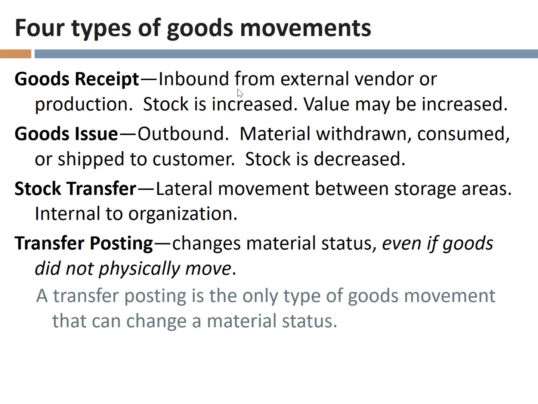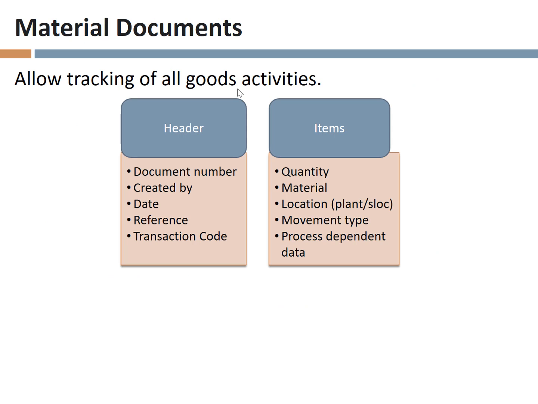All right, well, we are just about finished with some of the background elements of the procurement process. I have one more slide here, which is this idea of a material document. A material document is what allows us to track goods movements. So goods movements are tracked on a material document.